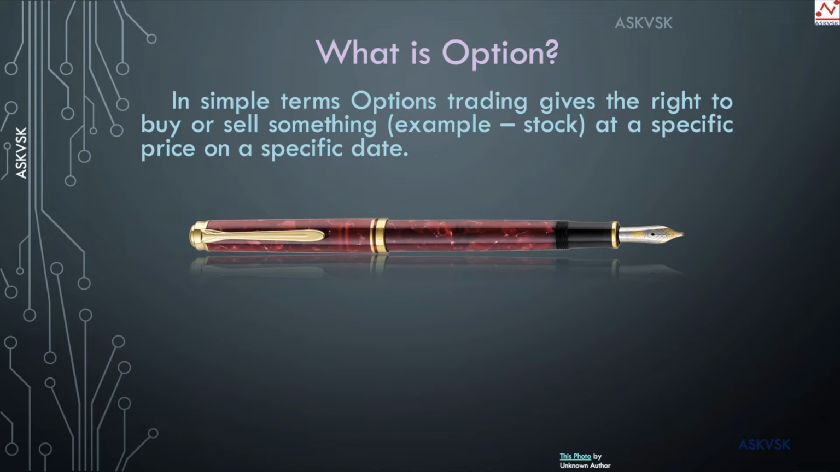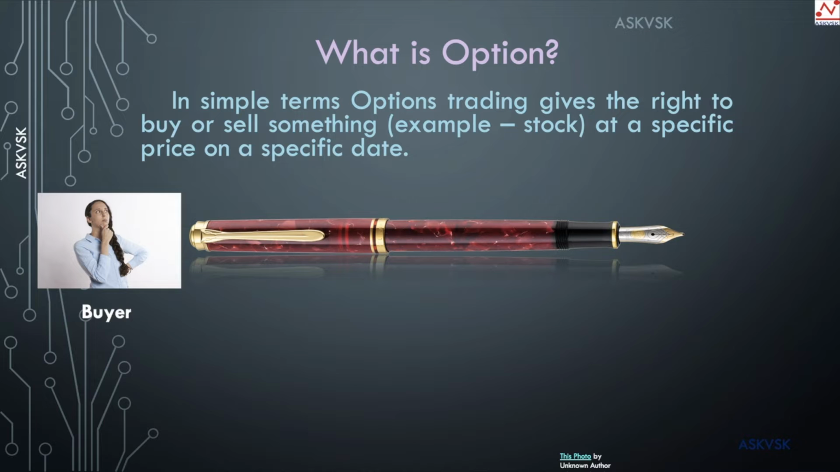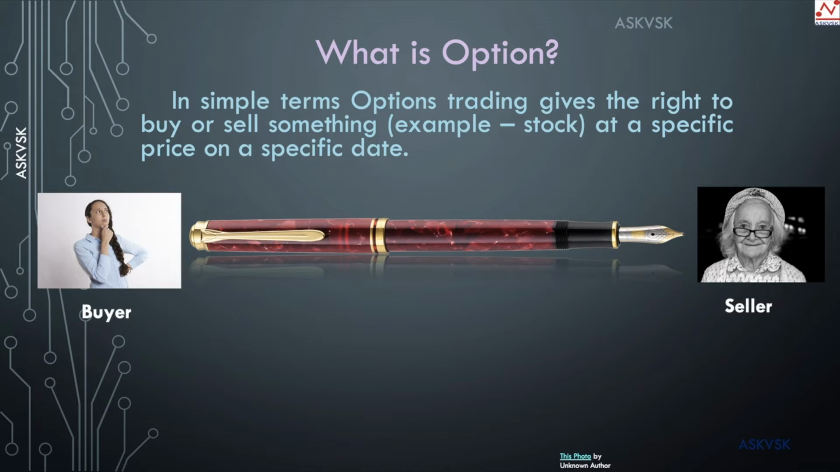As you see on the screen here, there is a pen. Let's assume that the price of the pen is currently, say, rupees 100. There is a buyer who is interested to buy the pen, and there is a seller who is interested to sell the pen. However, we are not going to do the regular transaction of buying the pen here. We are going to do options trading.